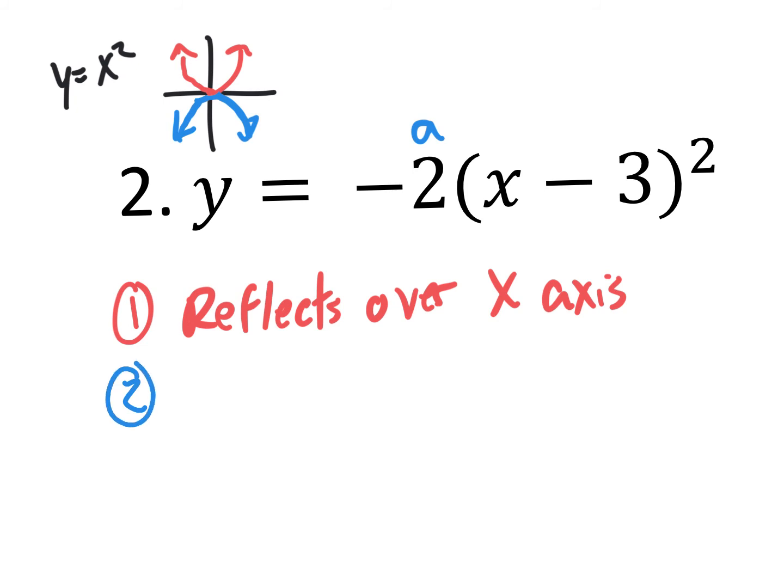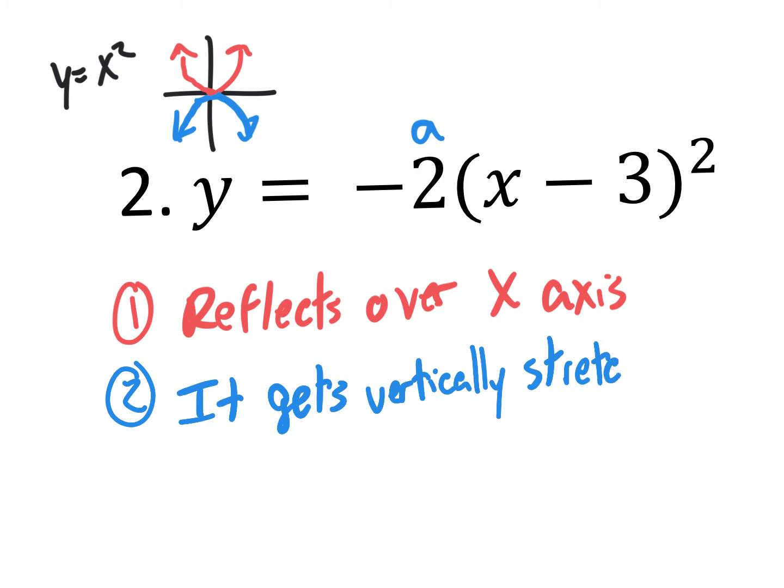So you would say it gets vertically stretched by 2. You're going to have to write it out. We're not doing math in this section, guys. We're describing with words the changes that happen from the original parent graph to our new final graph.